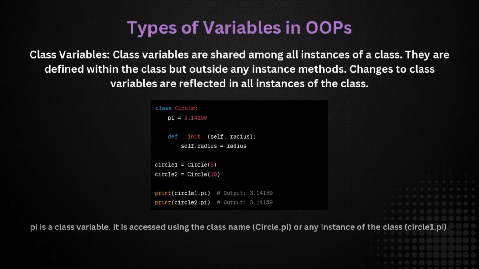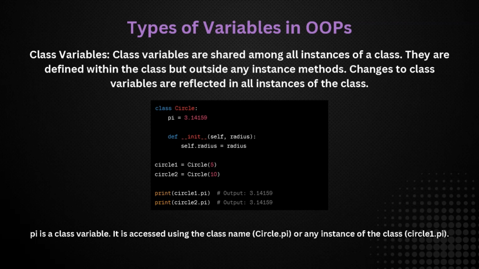Now let's see what a class variable is. As the name suggests, this is not unique to an instance or object, instead it is for the class. So class variables are shared among all the instances of a class and they are defined within the class but outside any instance method. Changes to a class variable are reflected in all the instances of the class. So an instance variable is unique to each object, while a class variable is common to all the objects.